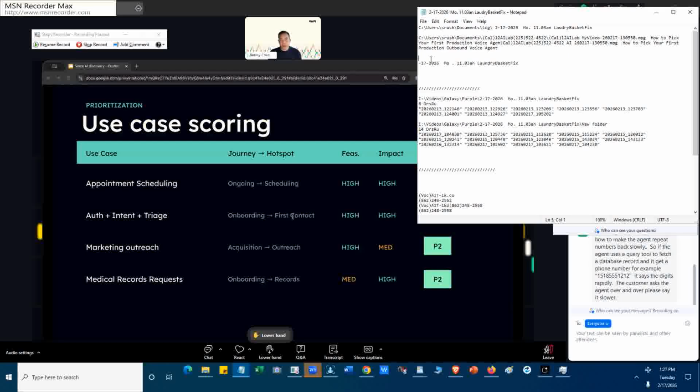And the last one I have here is medical requests, medical record requests. Here's an interesting one. I would say, let's say medium feasibility and high impact, of course. So like a P2. The pain here is enormous. So this is 100% validated pain. And staff really hate to do this task.